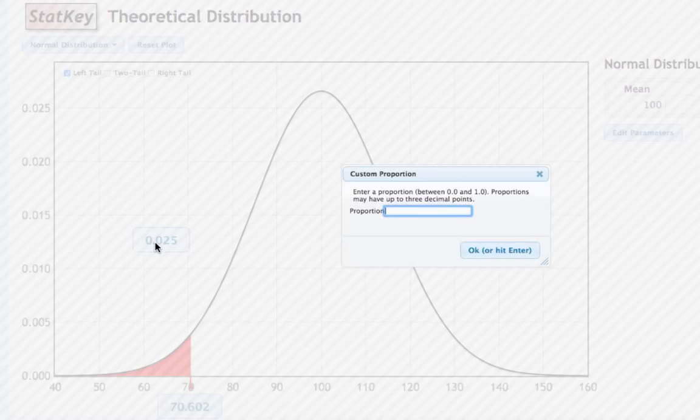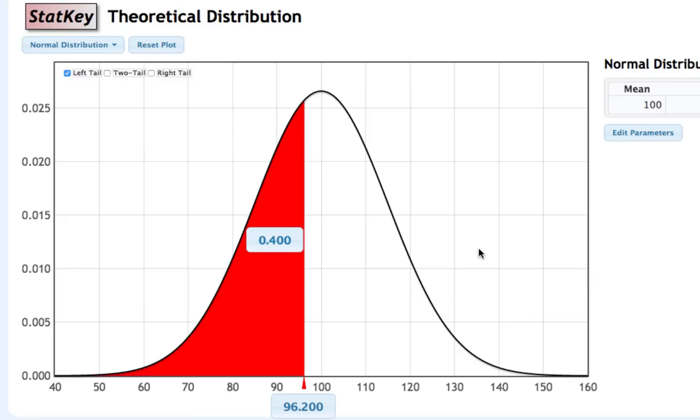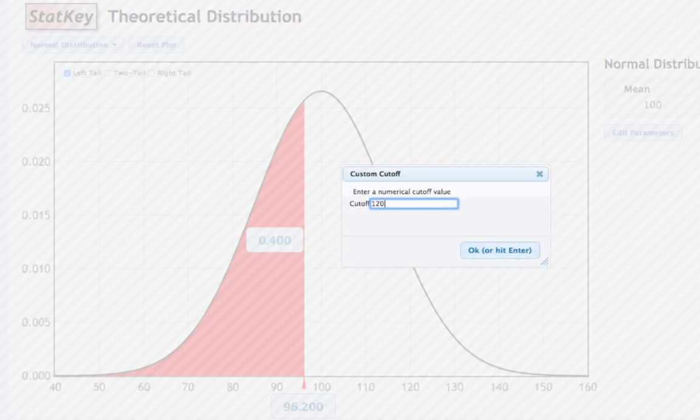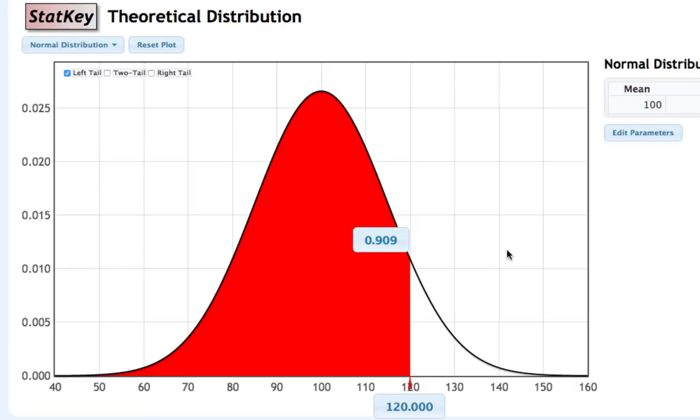So maybe we want to find the 40th percentile. We can just find the z-score that separates the bottom 40%. Here, that would be an IQ score of 96.2. You could also change the number at the bottom to say what proportion of scores are less than an IQ score of 120. So StatKey is very easy to work with in that sense.